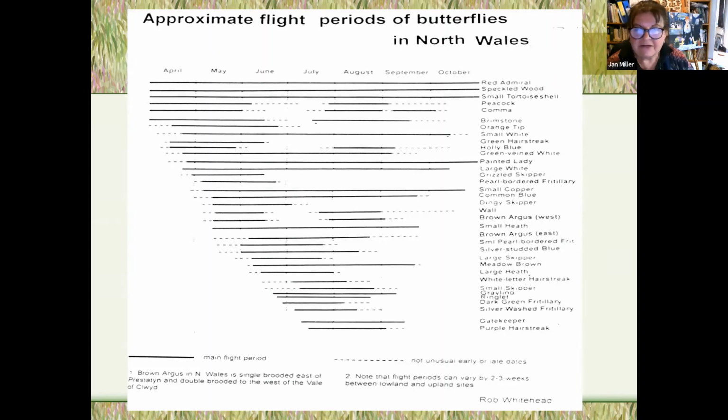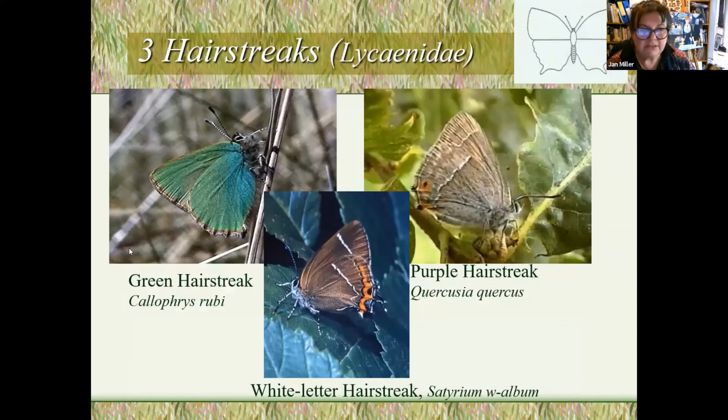I mean, they can vary by 2 to 4 weeks when our spring starts up here compared with Surrey. So if you've got a book written by someone who lives in the south, they will tell you that these butterflies start appearing much earlier than they do up here. So that's another important thing to help you identify what you're seeing or what you're likely to see.